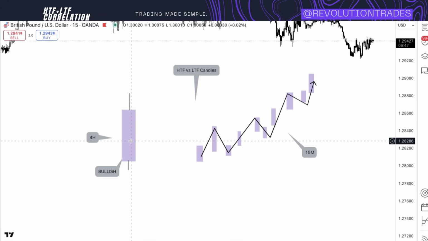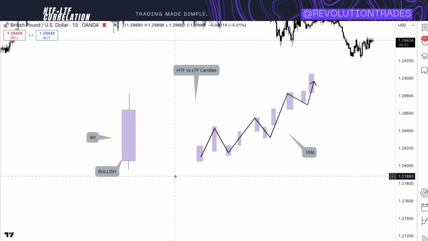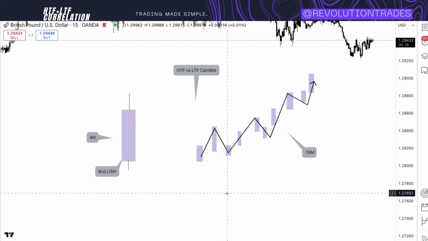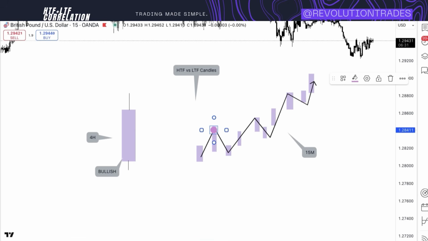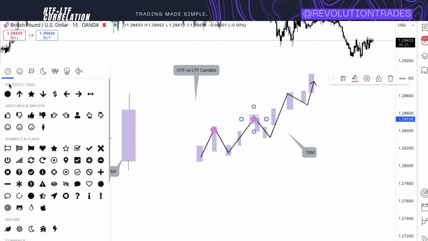So this is a bullish candle. That means the 16-ish candles on the 15-minute time frame are going to present bullish structure. And bullish structure is what, guys? Higher highs and higher lows, okay? So this is a high. I love drawing these dots, guys. This is a high, of course.